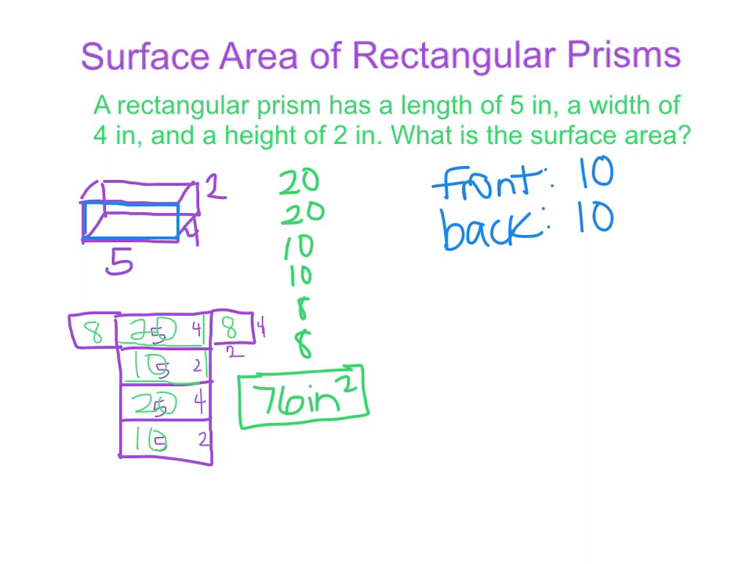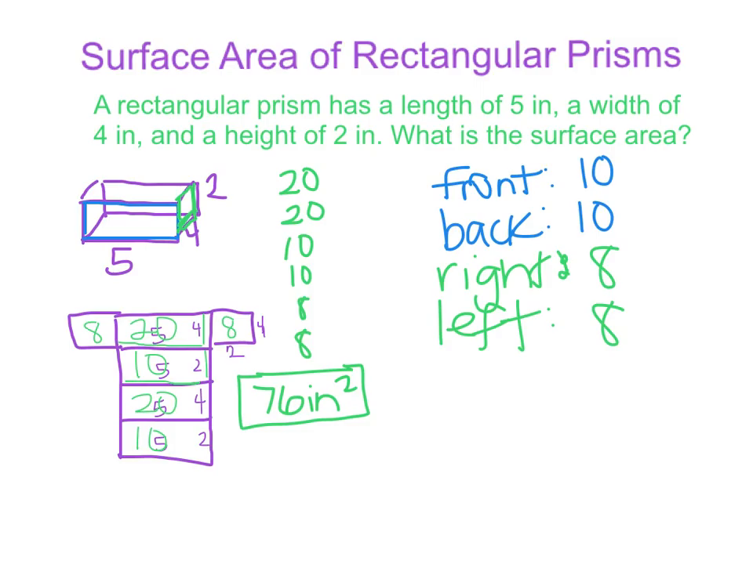Then I might look at another side. I might look at the right side. And my right side, if I look, I can see that it's a rectangle. I know that a rectangle is base times height. So I look at my base, which is 4, and my height, which is 2. So I know that my area is 8. If my right side is 8, I know that my left side is 8.